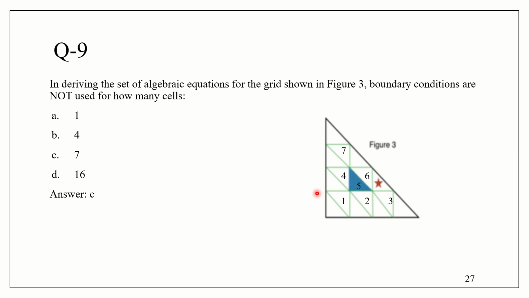conditions. So we are not using them in cell 1, and in cell 2 as well, cell 3 again comes under the influence of the boundary, and cell 4, cell 5, cell 6 and cell 7. So in these particular cells, we are not using the boundary conditions. So in question 9, it is about deriving the set of algebraic equations for the grid shown in figure 3. Boundary conditions are not used for how many cells? We have not used the boundary conditions in 7 cells.